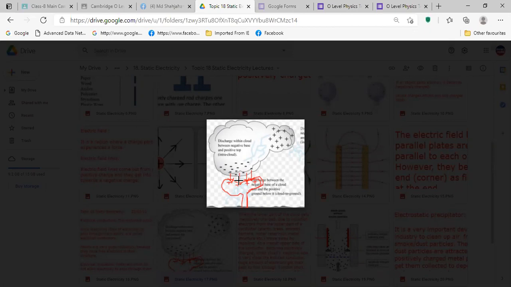So due to this, we are getting a flow of electrons from the cloud to the plant. Within a fraction of a second, lots of electrons are going, and due to their flow, or their transfer, we are getting the lightning and also the sound.